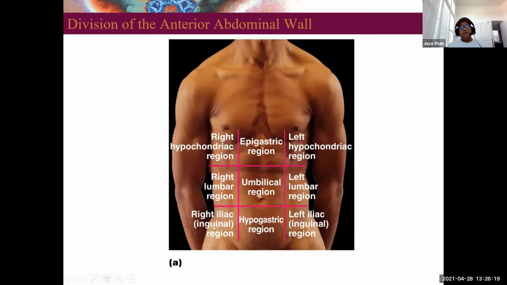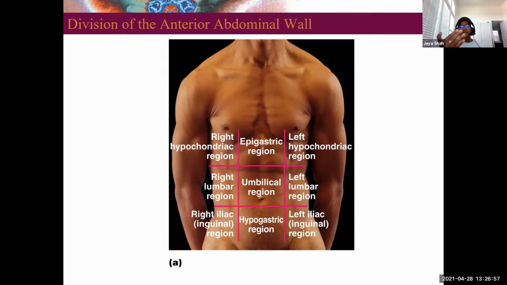Then the most inferior 3 regions of the abdomen are in the iliac bone region of the hip, or inguinal region. So we call them the right iliac or right inguinal region and the left iliac or left inguinal region. And the middle one is below the gastric, below the stomach, so we call it the hypogastric region. Sometimes we call it the pubic region too. The lower part particularly is called the pubic region. So basically the pubic region is part of the hypogastric region.